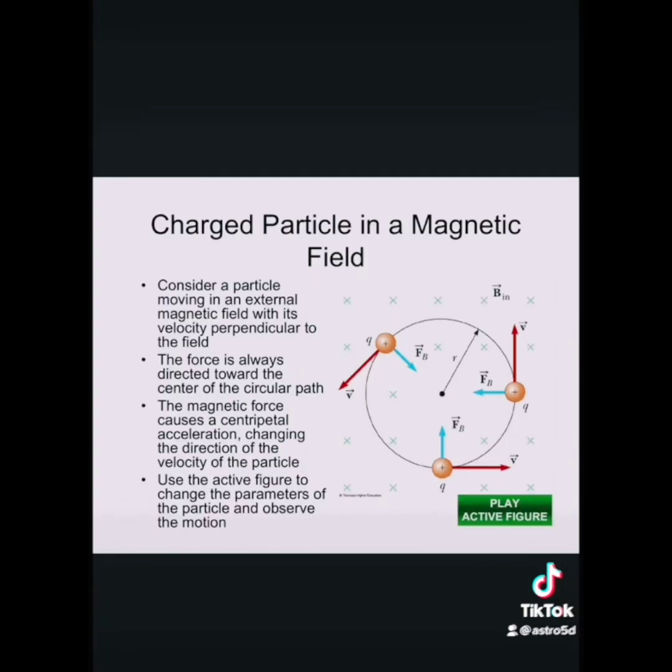Consider a particle moving in an external magnetic field with its velocity perpendicular to that field. The force is always directed toward the center of the circular path. The magnetic force causes a centripetal acceleration, changing the direction of the velocity of the particle.